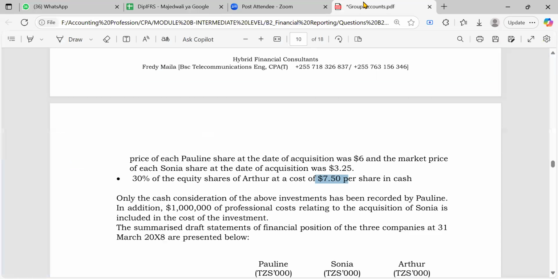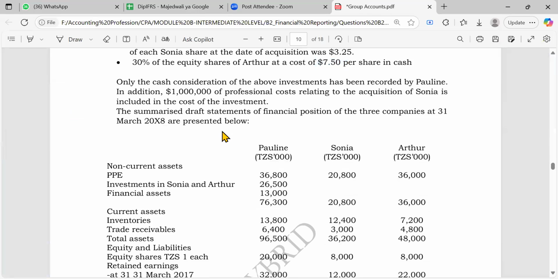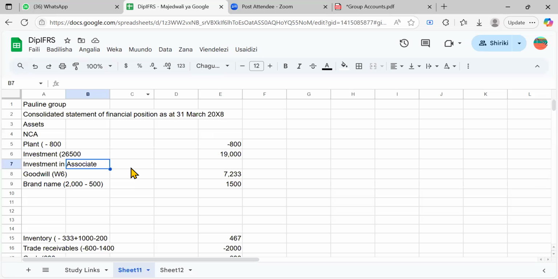In the question, they told you that they had included it. That's why you see the investment in Sonia and other. They may bring it the way they wish, they just try to confuse you, but it is there already.